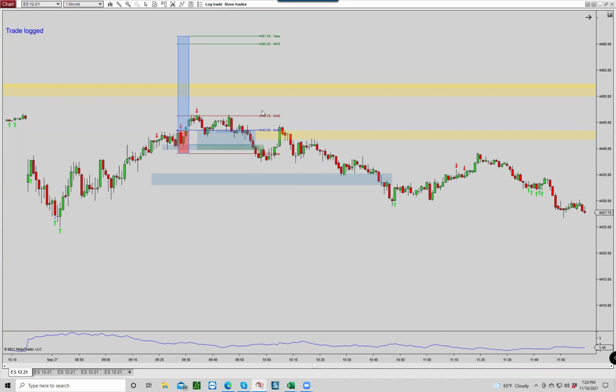So let me ask you guys something. What do you guys think of that risk reward? Look good? Kind of scary. Most people don't trade this way. It's insane, right?